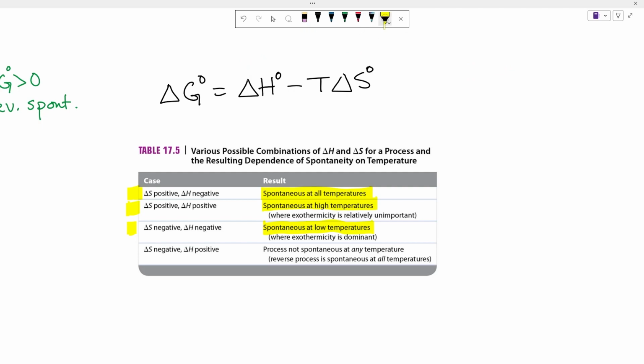Final scenario, delta S negative, delta H positive. Yes, it is never negative, never spontaneous.